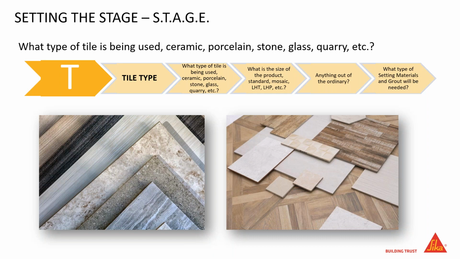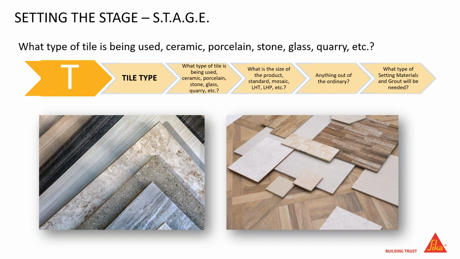Is it a mosaic that has a resin mesh backing on it that maybe needs to be installed with an epoxy? So we need to know not only the tile type and the size, but is there anything out of the ordinary about that particular tile? And then what type of setting materials and grouts will be needed. So once we know those, then we're going to have a really good idea of what tile and grout is going to be needed for that installation.